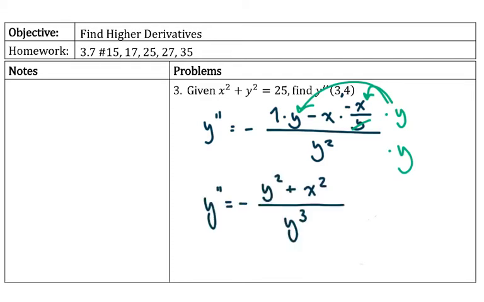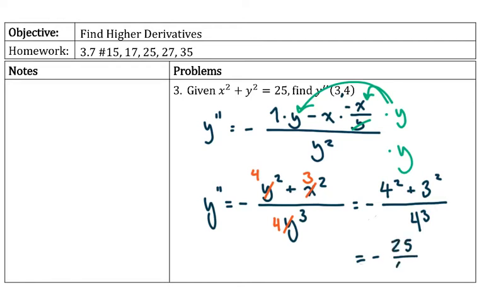So then my second derivative is negative y squared plus x squared over y cubed, and then I'm just going to plug in my 3 and 4, and from there it's straightforward arithmetic. We've got negative 16 plus 9 over 64, which gives us negative 25 over 64 as the value of that second derivative.